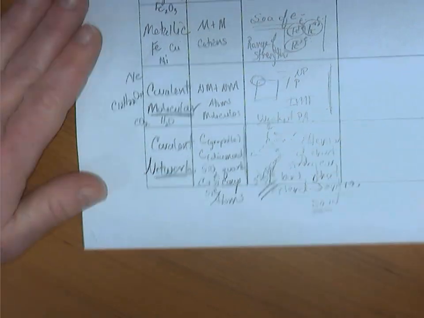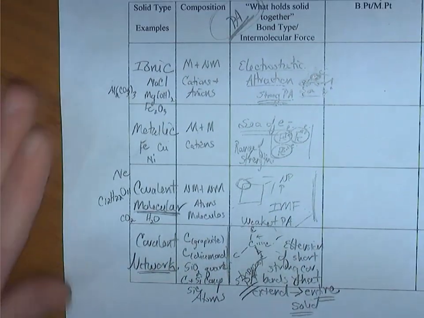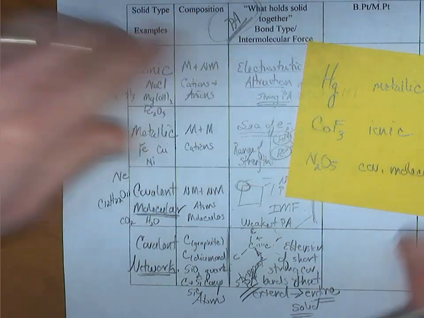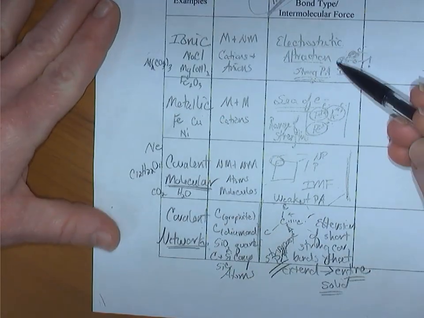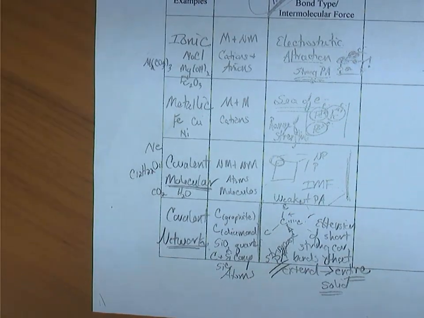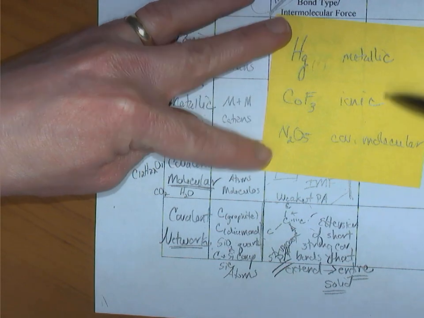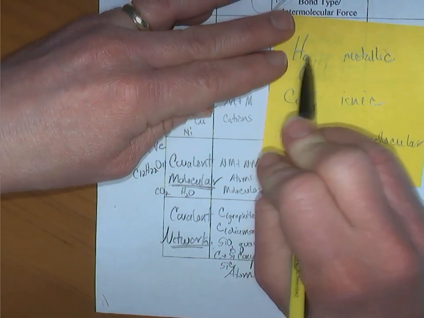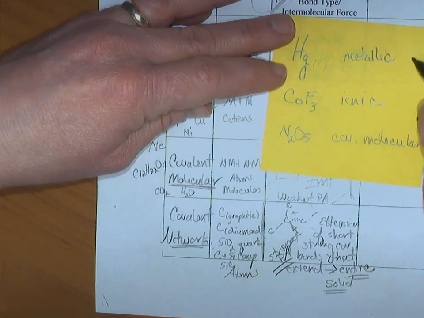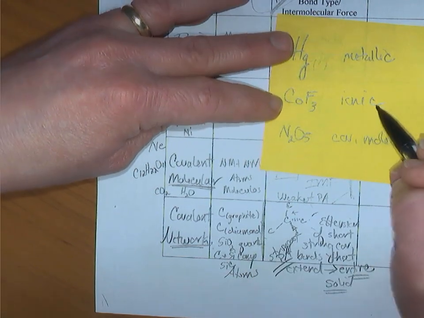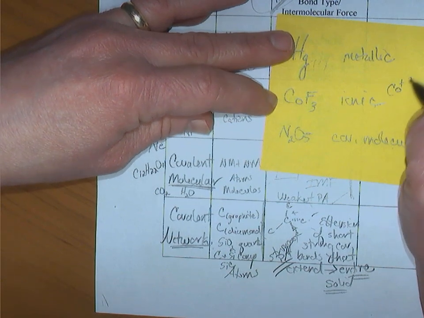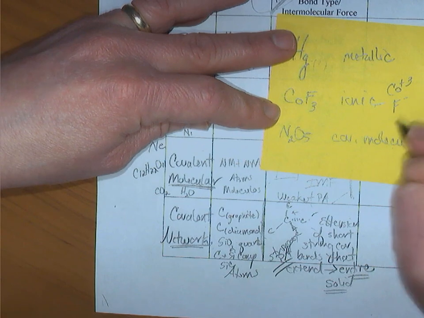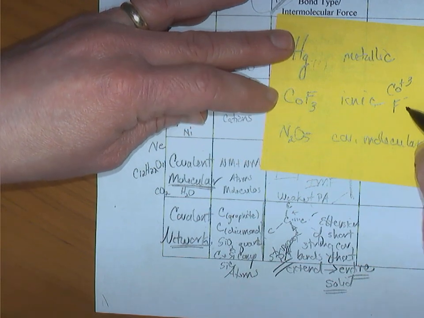All right, so if you're given a formula, can you categorize what type of substance it is? We saw that in the last video. And then do you know the particle attraction that's responsible for holding these substances together? So metallic, that's going to be mercury cations amongst a sea of electrons. Ionic, that's going to be cobalt cations and fluoride ions that are electrostatically attracting, very strong.